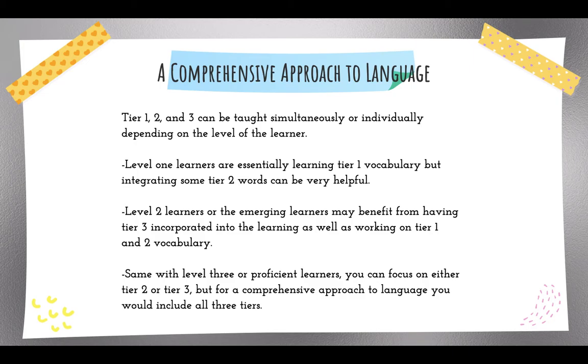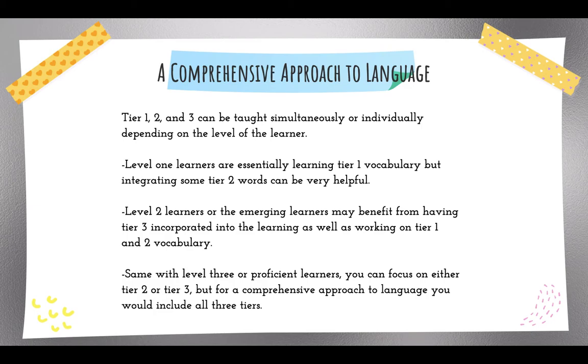A comprehensive approach to language. Tier 1, 2, and 3 can be taught simultaneously or individually depending on the level of the learner. Level 1 learners are essentially learning Tier 1 vocabulary, but integrating some Tier 2 words can be very helpful. Level 2 learners, or the emerging learners, may benefit from having Tier 3 incorporated into learning, as well as working on Tier 1 and Tier 2 vocabulary. Same with Level 3 or proficient learners.